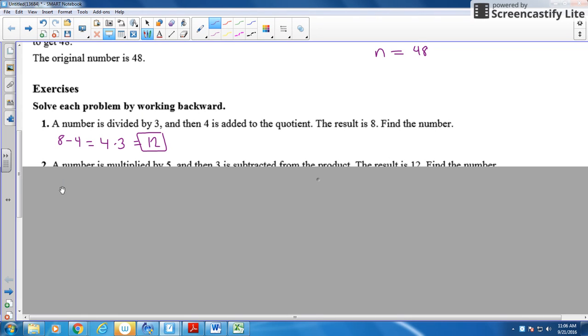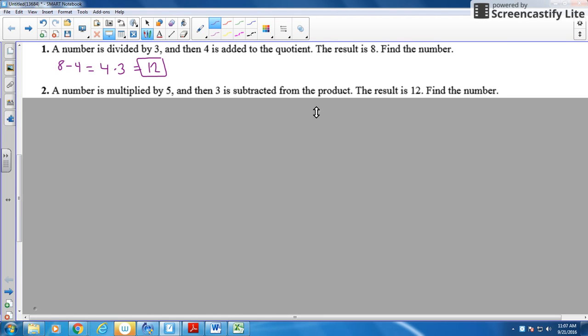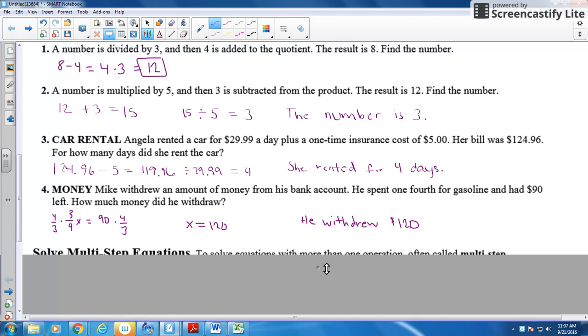Okay, so pause the video for a minute, try numbers 2 through 4, and see if you can work backwards to get the original amounts. Unpause when you're ready to check your answers. So here's the answers for 2 through 4. You can pause now to check those if you want.